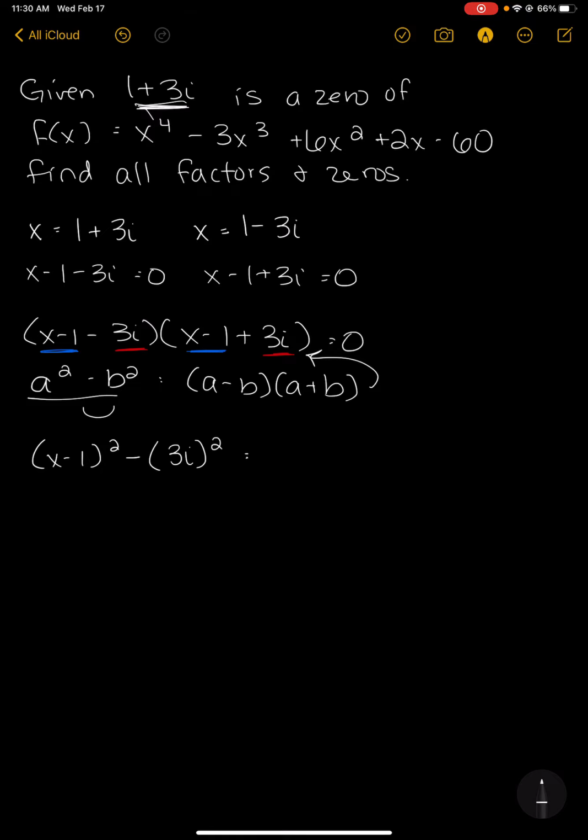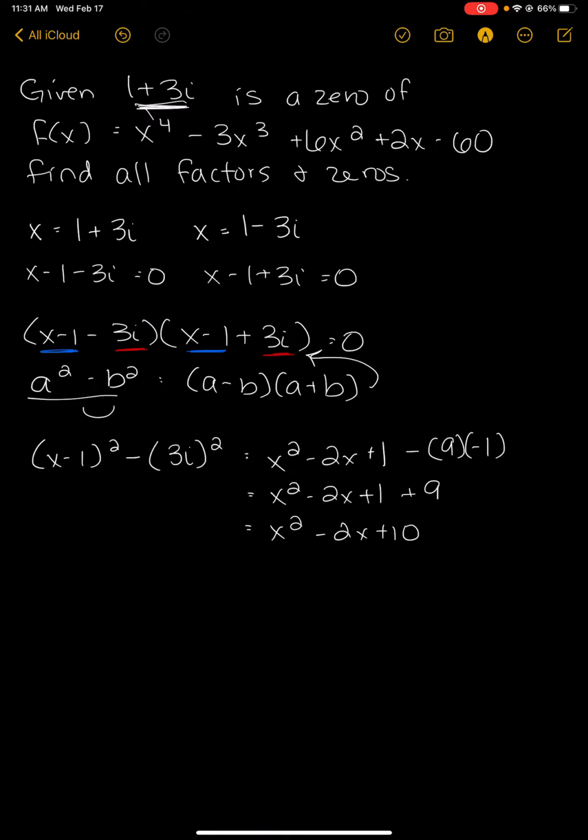So if we FOIL out the x minus 1 squared, we've got x squared minus 2x plus 1, 3i squared. We square both terms, so we've got 3 squared, which is 9, and i squared, which is negative 1. And so we end up getting a plus 9. And so we get x squared minus 2x plus 10. So I'll show you by the box method too.